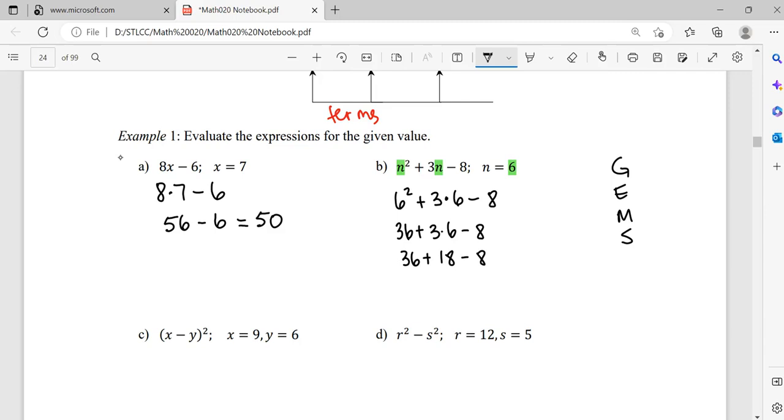All right, now I have addition and subtraction. Because they are of the same importance, I am going to do them one after another. So 36 plus 18 will give you 54. And 54 minus 8, that would be my last step, and that would be 46. Okay. Moving on to the next problem.